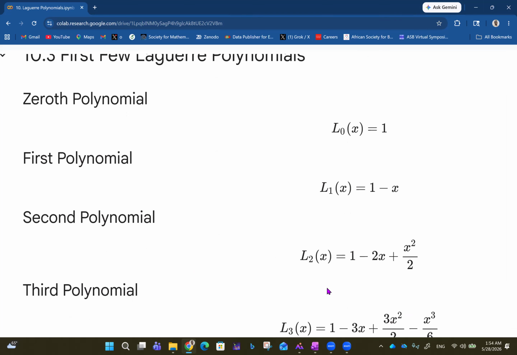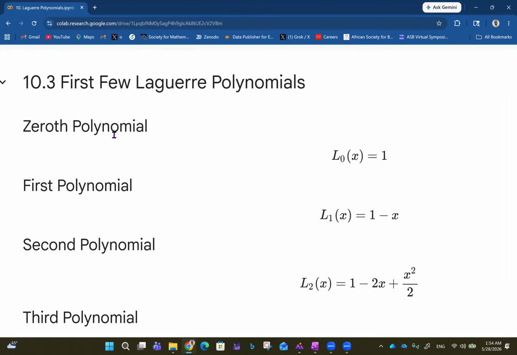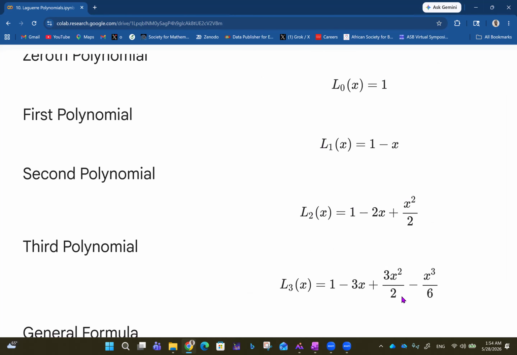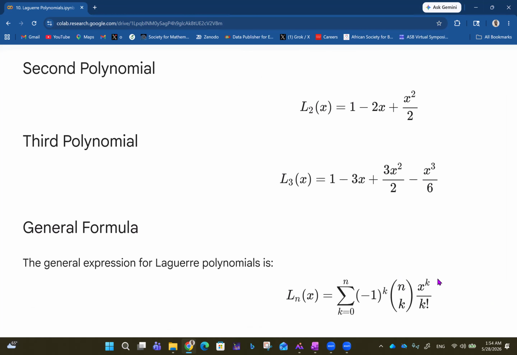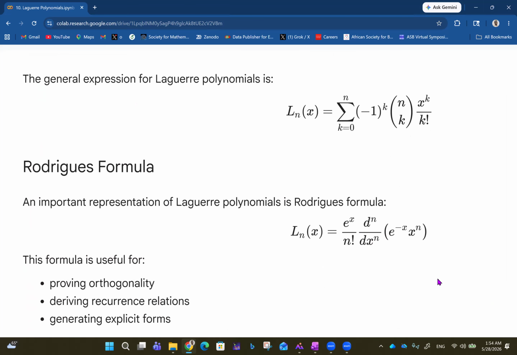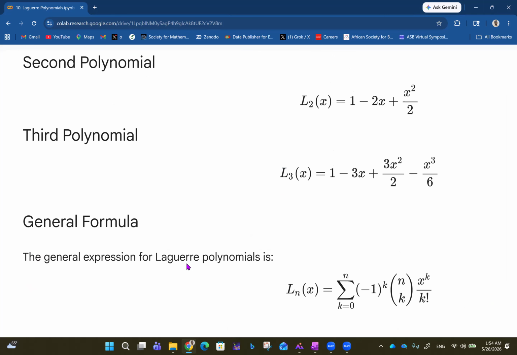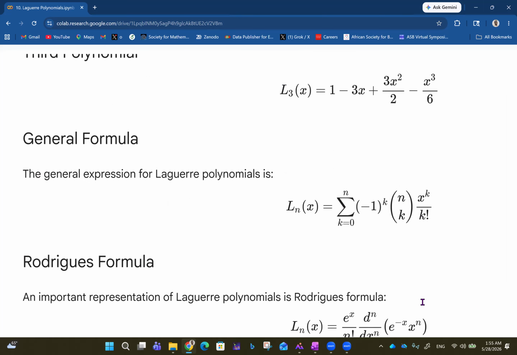So let's look at the first few Laguerre polynomials. We have the zeroth polynomial, L sub 0 of x, which is 1. The first polynomial, L sub 1 of x, is 1 minus x. The second polynomial, L sub 2 of x, is 1 minus 2x plus x squared over 2. And the third polynomial, L sub 3 of x, is 1 minus 3x plus 3x squared over 2 minus x cubed over 6. Then you have the general formula. The general expression for Laguerre polynomials is L sub n of x equals summation from k equals 0 to n of minus 1 raised to power k, n choose k, x raised to power k over k factorial.